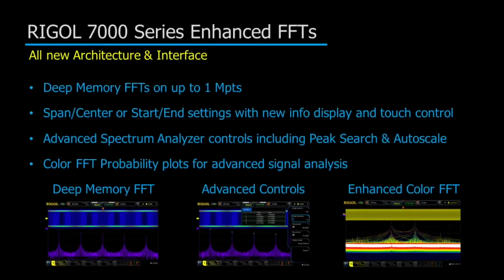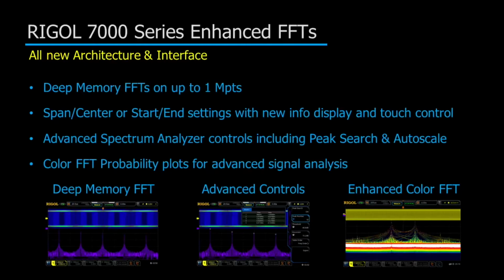Rigol's 7000 series oscilloscopes enhance the way engineers analyze frequency domain information in three important ways. First, the 7000 provides FFTs that utilize the deep memory of the scope, up to 1 million points. This makes more complete and accurate frequency analysis of high-speed and RF signals.